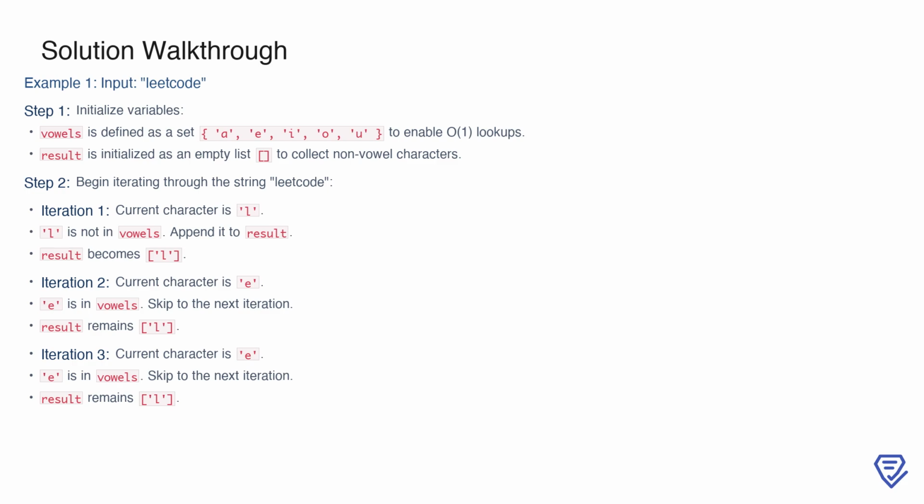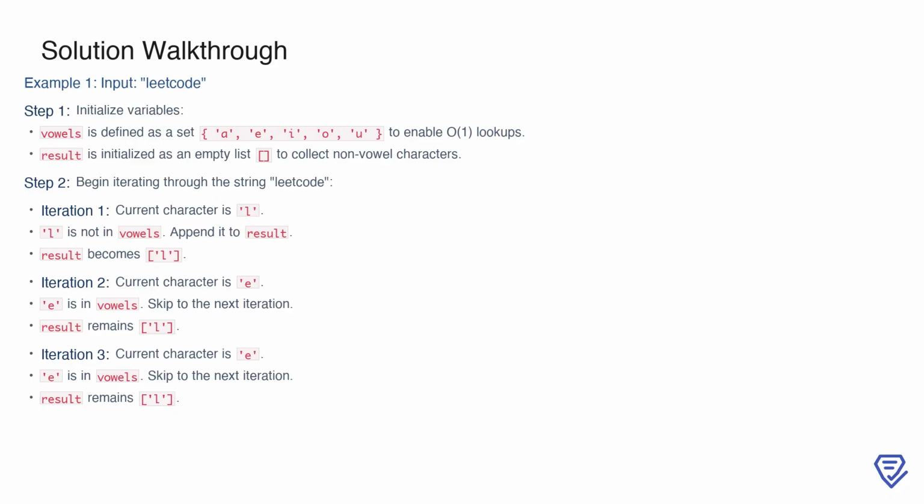Next, we initialize an empty list called result, which will be used to store the characters from the input string that are not vowels. Now, we begin iterating through each character in the string LeetCode. In the first iteration, the current character is L. Since L is not in the vowel set, it is appended to the result list, which now contains L.